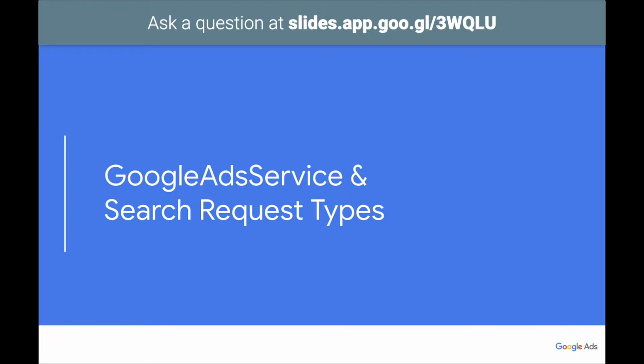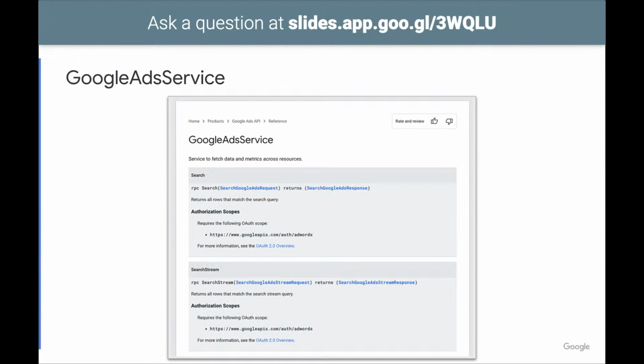All right, so now let's talk about the Google Ads service and the different search request types you can make. As I'd mentioned, the Google Ads service is really your entry point into all data retrieval, whether you're just fetching information about a specific resource or you're pulling a full report. You're going to use this Google Ads service. And there are two methods that are really important here, search and search stream.